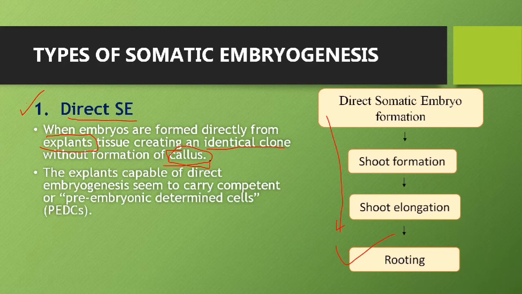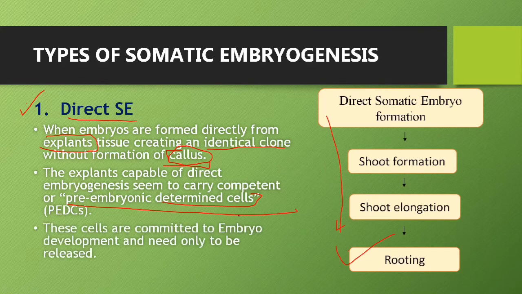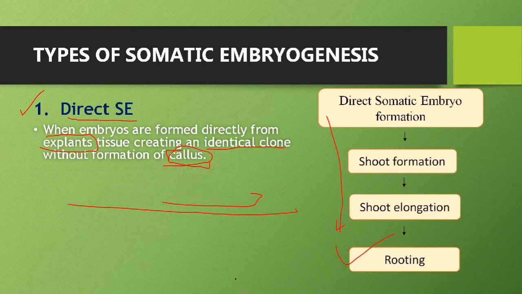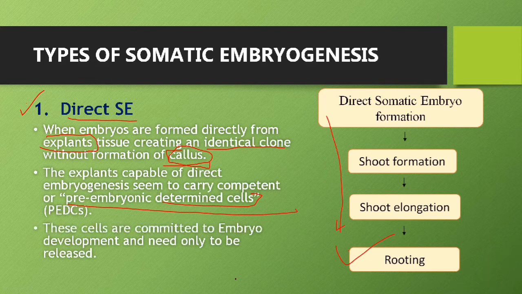The explant capable of direct embryogenesis, those plants which have this capability, are called pre-embryonic determined cells, and they have the potential to form somatic embryos. These cells are committed to embryo development and need only to be released. So these plant cells are very unique, and they just need a nutrient media, and then they are released to the fields.